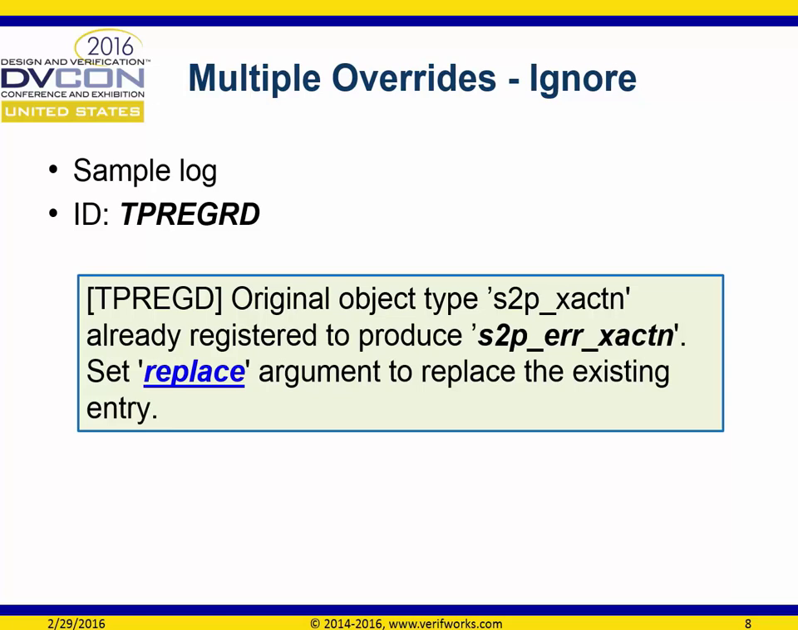It's slightly different this time. The message will say S2P transaction is already registered to produce S2P error transaction. If you have not set the replace argument, just remember that replace by default is 1. The factory will replace by default, but you can choose to override it. When you override it, what will happen is that if you have not set this replace argument, the factory will continue to produce objects of type S2P error transaction.